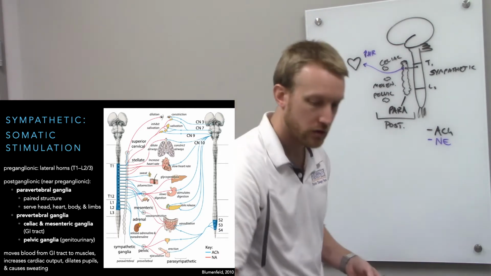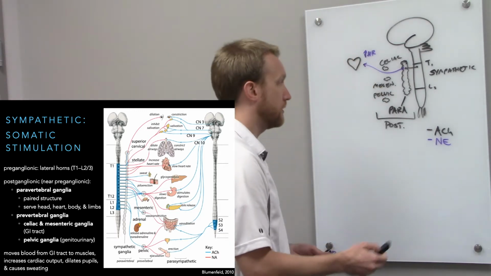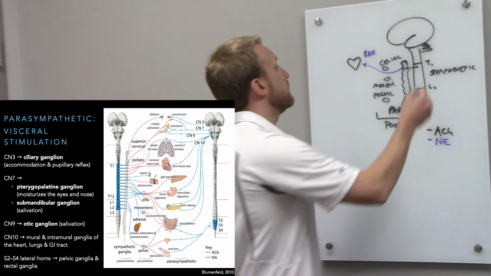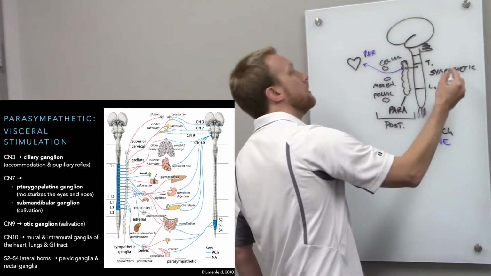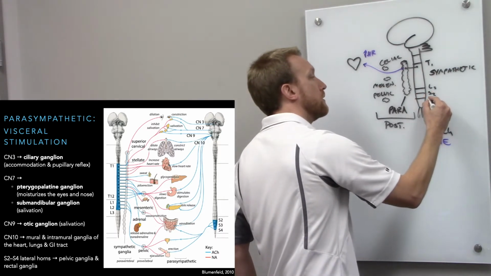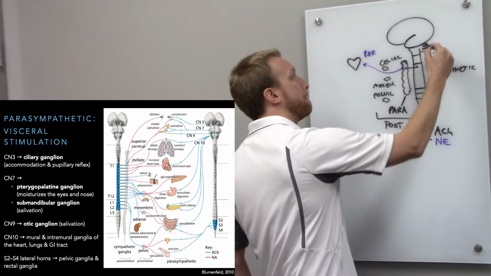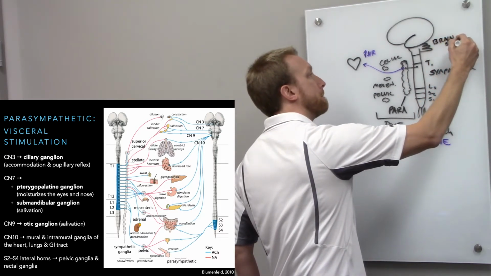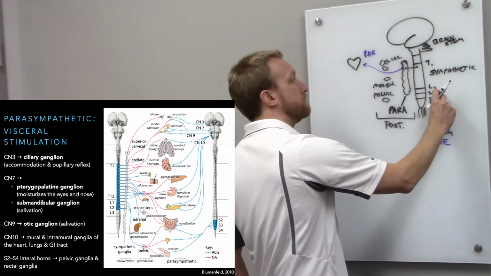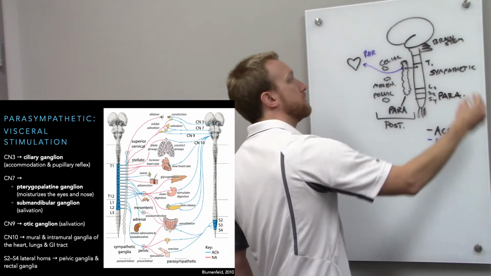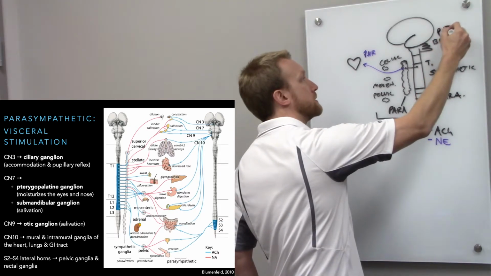The parasympathetic division is found in the brain stem and the sacral spinal cord. Parasympathetic, and so that's why it's the sandwich.